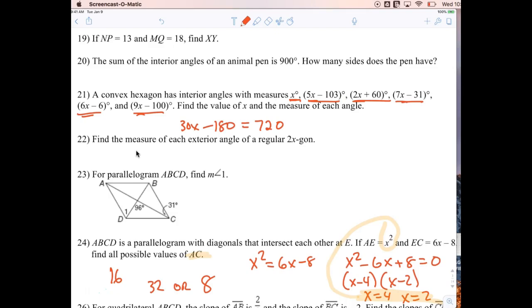And so now x equaled how much? 30. So that was x, and then they wanted each angle, right? So then you have to plug it in, which is kind of annoying.